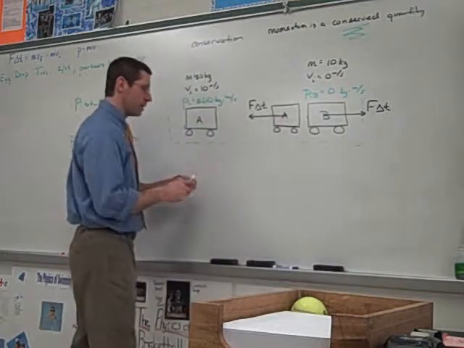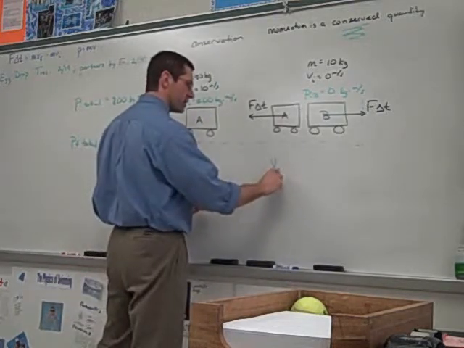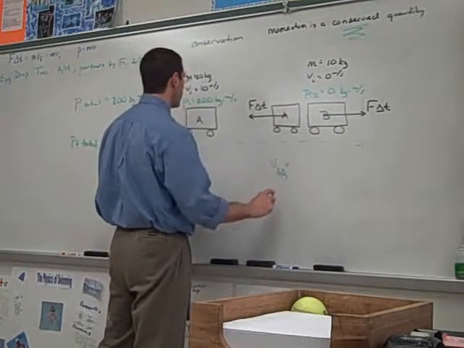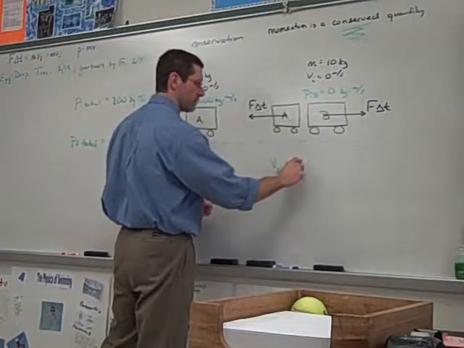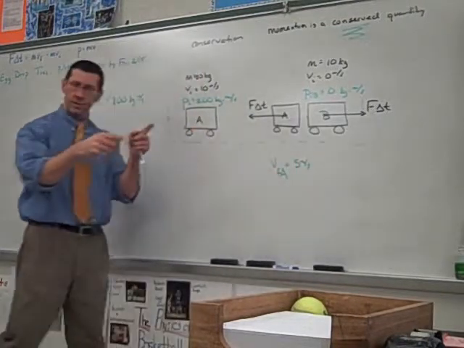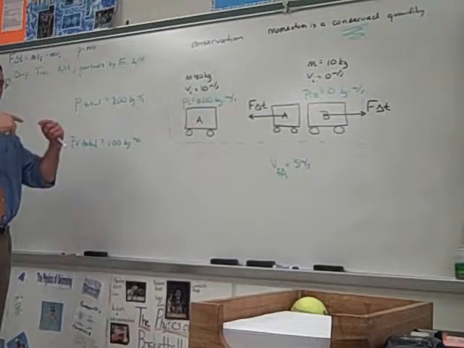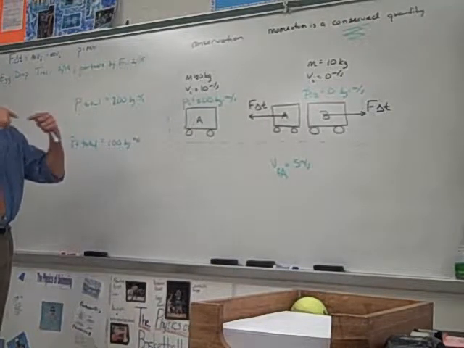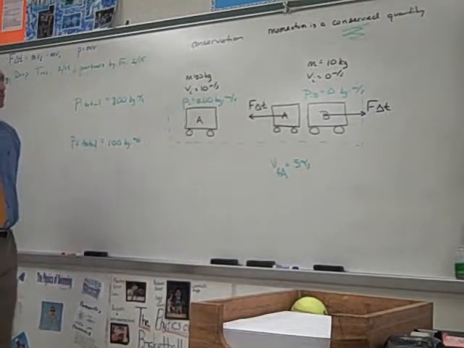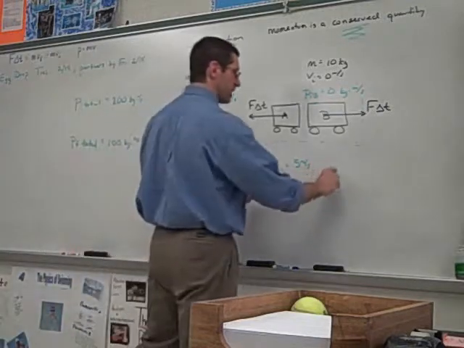Now when they collide, the final velocity of A, let's make it 5. So they collide, they don't stick together, and A continues moving at 5. It slows down, but it does move still, it moves at 5. How fast is B going to be moving?